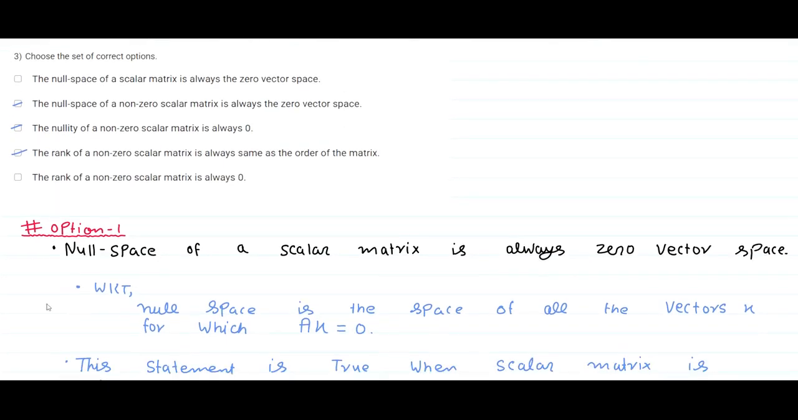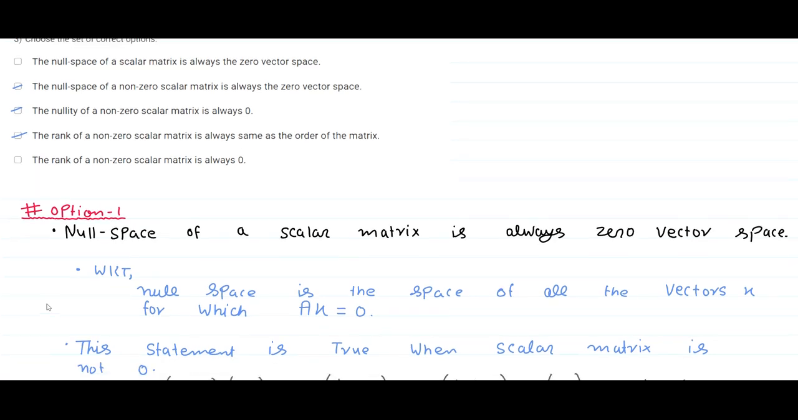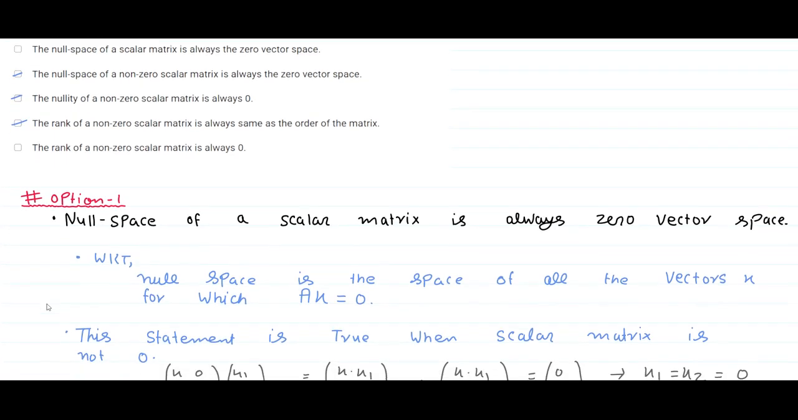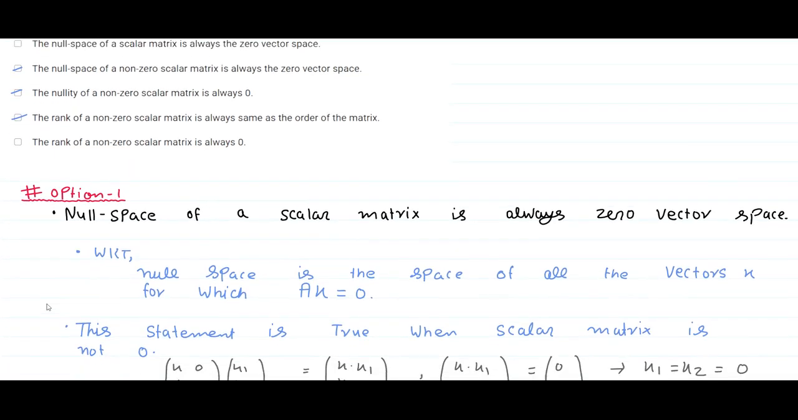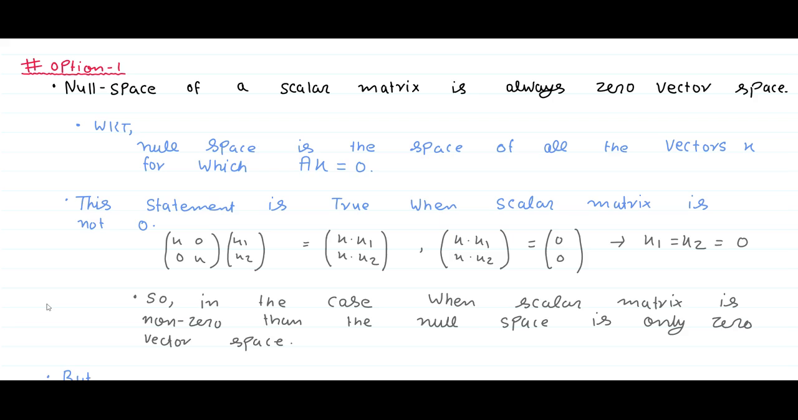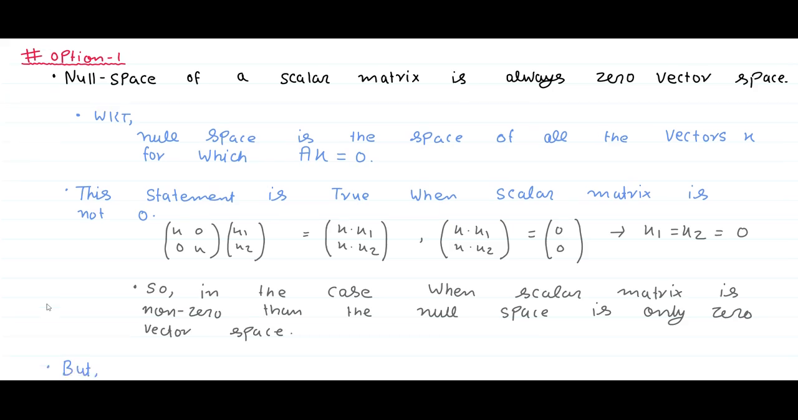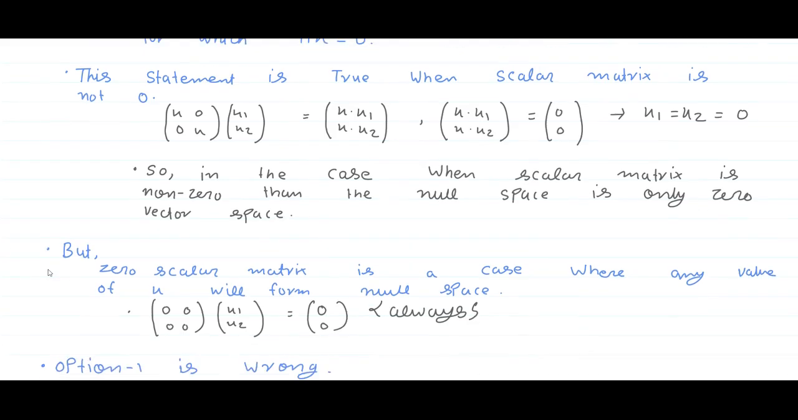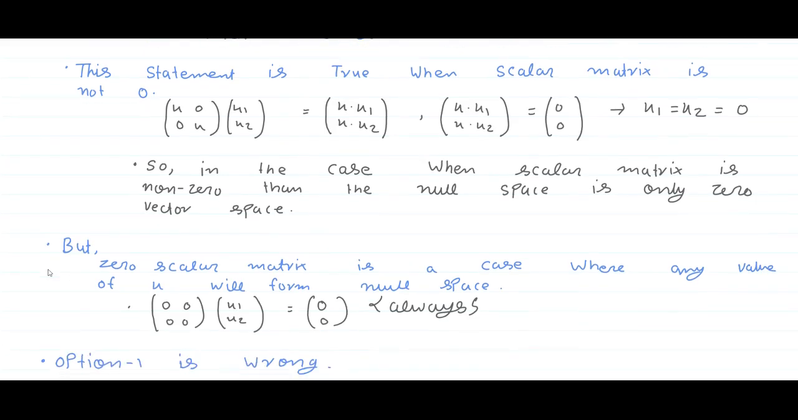The first option says that the null space of a scalar matrix is always going to be a zero vector space. We know that a vector is a part of the null space if and only if A times x is equal to 0. And this statement is actually true when it is a non-zero scalar matrix, because in such a case the only possibility for the vector to be in the null space is when it is a zero vector. But when A is a zero scalar matrix, then any vector will result in the zero vector. Hence here every vector is a part of its null space. Hence the first option is wrong.